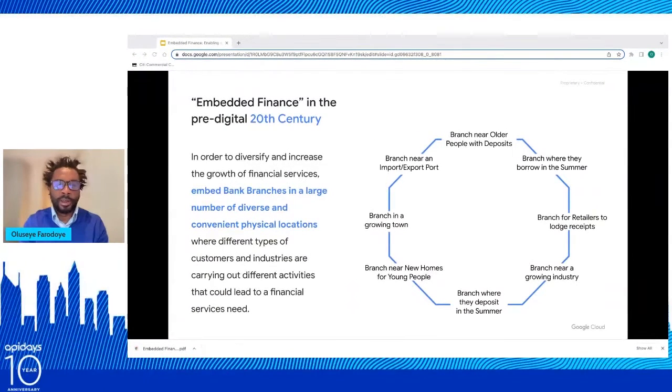In the pre-digital era, banks generally embedded themselves at several aspects of the customer journey. So you had branches near where people had to do deposits. You had branches close to certain businesses. You had branches set in certain towns. You had branches close to retailers. So banks have always practiced the embedded finance approach by creating branches across different sectors of different parts of the economy.